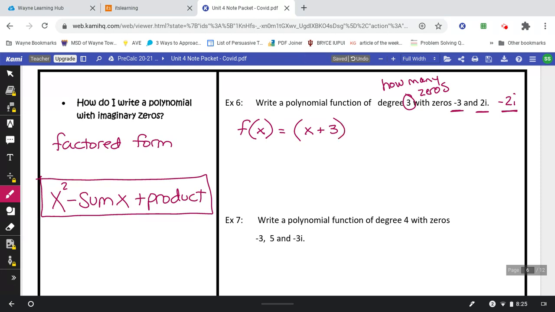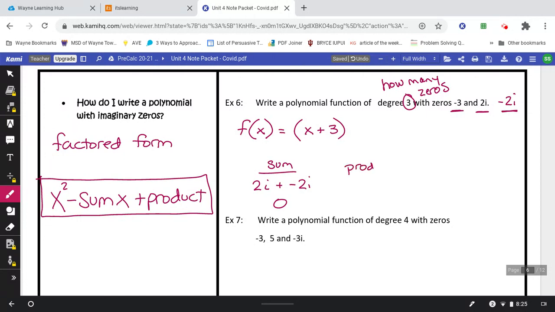But then this i part, well, I don't want to put these in as i's. We're not allowed to write i's with x's. So what I'm going to do is I'm going to use this kind of shortcut over here, this x squared minus sum x plus product. So what I'm going to do is come off to the side here, and I'm going to find the sum. And by the sum, I just mean adding the 2i and the negative 2i together. That's pretty simple. Those just cancel out and get me 0.